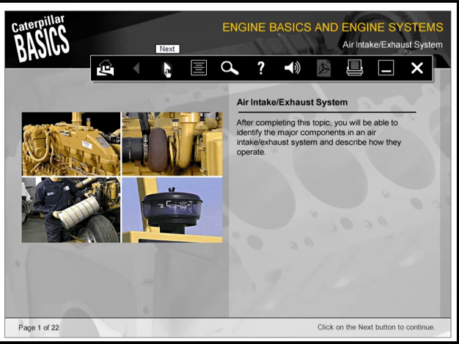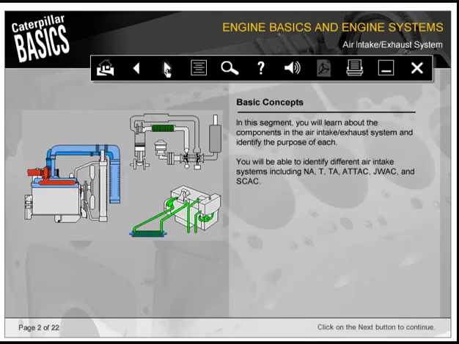After completing this topic, you'll be able to identify the major components in an air intake and exhaust system and describe how they operate. In this segment, you will be able to identify the components in the air intake exhaust system and identify the purpose of each. You'll be able to identify different air intake systems, including naturally aspirated, turbocharged, turbocharged aftercooled, air-to-air aftercooled, jacket water aftercooled, and separate circuit aftercooled.